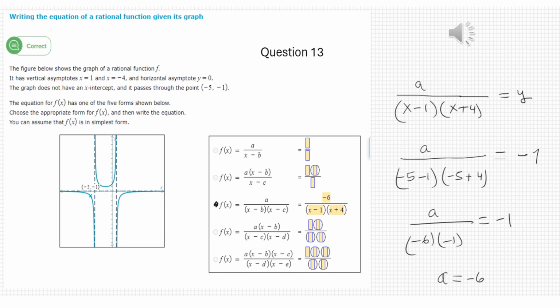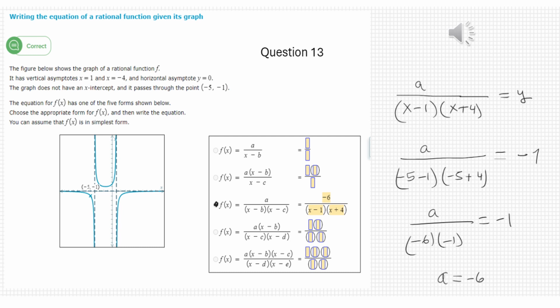Okay, this is question 13. This is a little bit conceptual. You have the graph of the rational function. You can see we have, for example, two vertical asymptotes at +1 and -4, and one horizontal at y equals 0. And one point is given, -5, -1. So I need to identify the different possibilities. If we have two vertical asymptotes, it is obvious that in the bottom we have two binomials, which are x minus 1 and x plus 4.